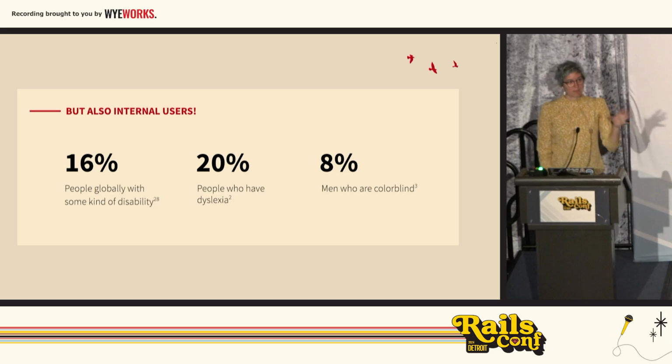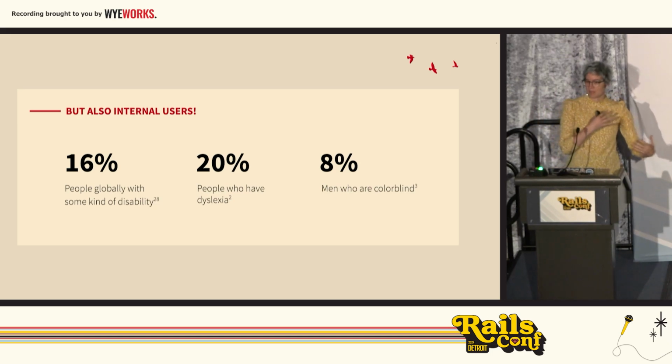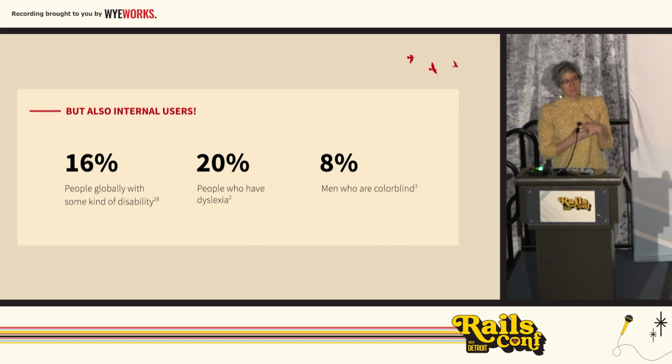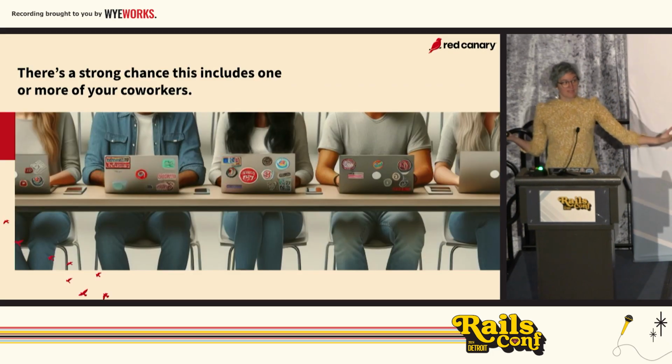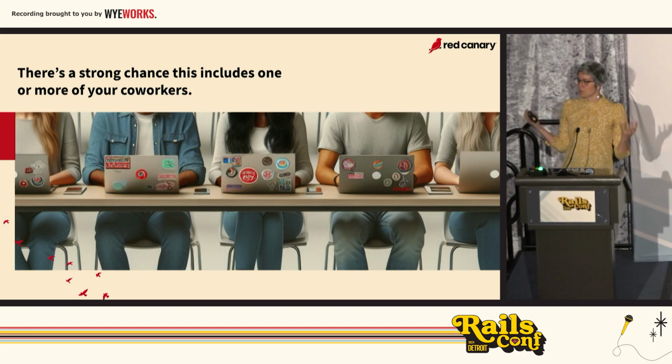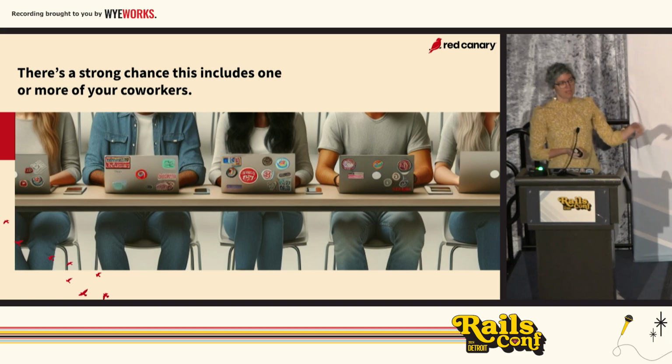And it's not just older people, right? I think sometimes we think, oh, as we get older, people have vision issues, they have mobility issues. 1 in 12 adults under 35 has a disability. So this means that there's a very strong chance this includes one or more of your coworkers. And they would benefit in ways both big and small from our products and our processes being more accessible.